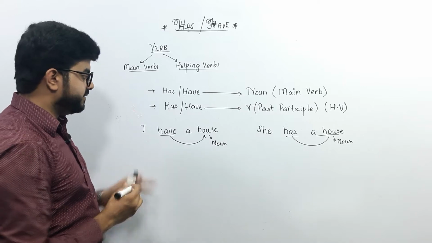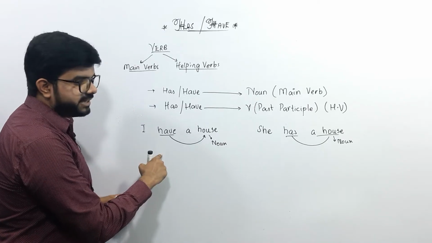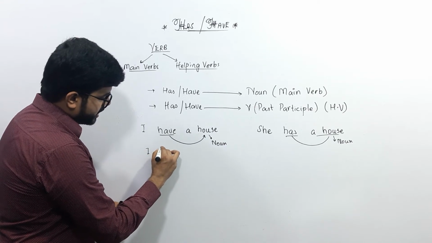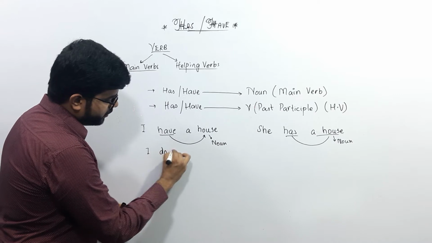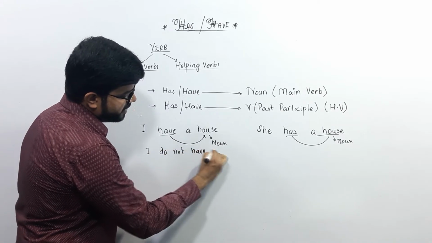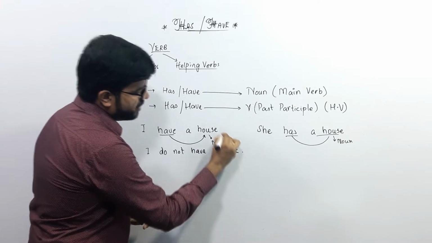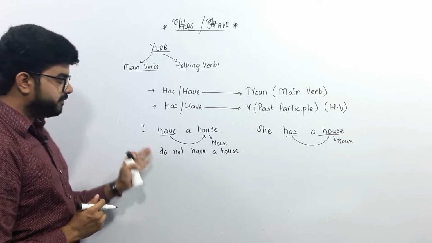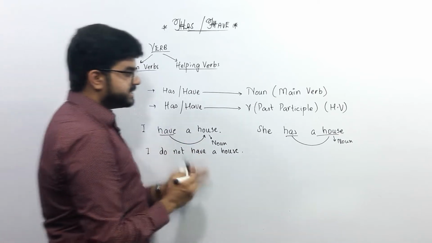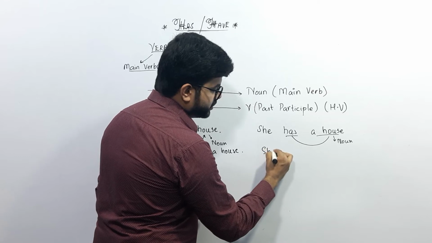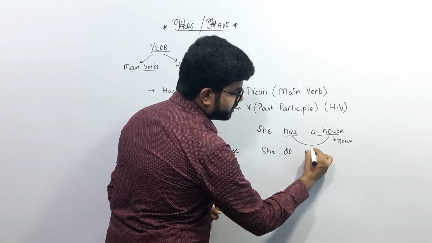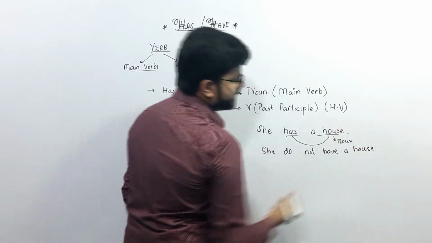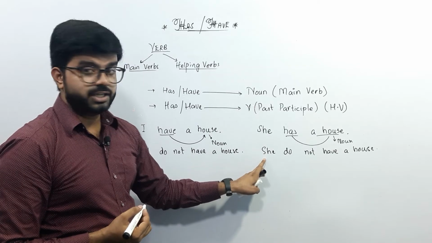So let's make their negatives. Let's change this sentence into negative. I have a house. It is going to be I do not have a house, right? So what I did, I simply used do not before have to make it negative. The same way, she has a house. She do not have a house. Now you must be thinking that we do not use do with she, right?